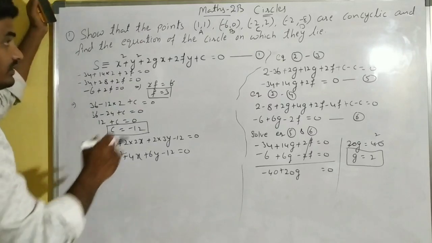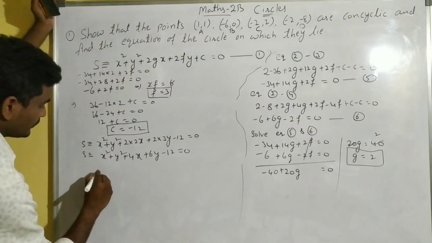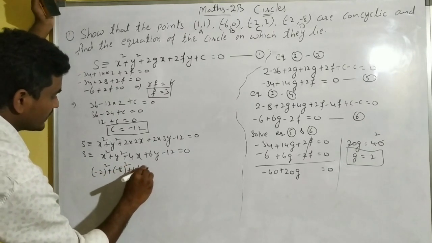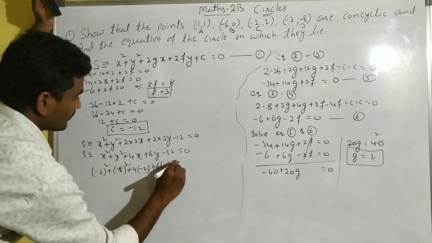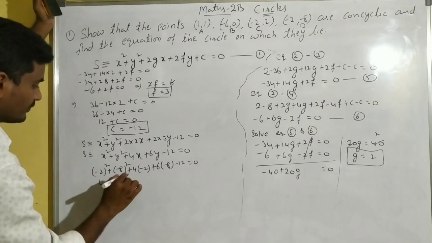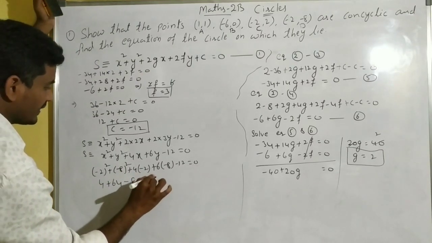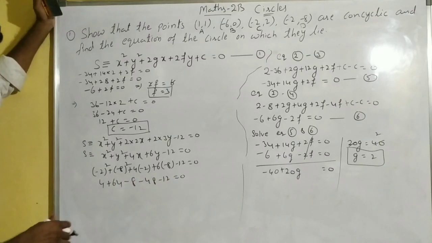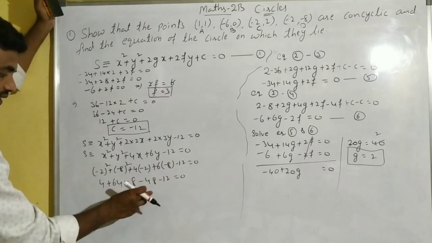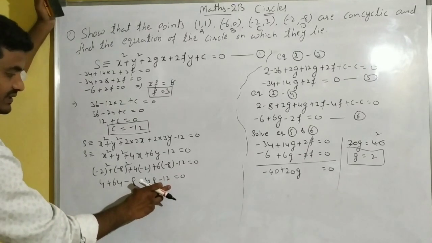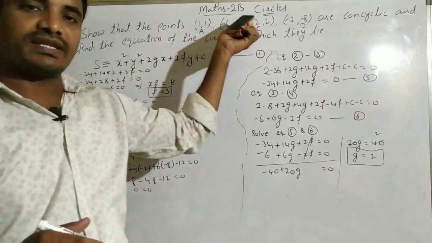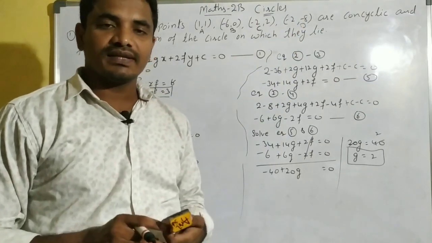Okay, now I am going to substitute there. Minus 2 square plus minus 8 square plus 4 into minus 2 plus 6 into minus 8 minus 12 equals 0. This becomes 4, 64 minus 8 minus 48 minus 12 equals 0. Yes, this is a 68 total, and 68 and minus 68 both equals 0 equals 0. Therefore here A, B, C, D are concyclic.